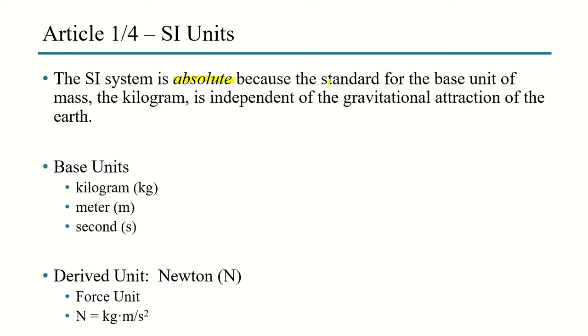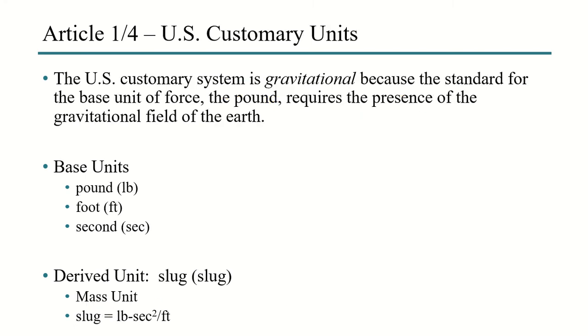The reason is that the standard for the base unit of mass, the kilogram, is independent of the gravitational attraction. So remember this, independent of the gravitational attraction of the Earth. We have here the base units, kilogram (kg), meter (m), second (s). And the derived unit is the Newton, capital letter N, the symbol. Force units: Newton is equal to kilogram meter per second squared. So 1 Newton is 1 kilogram meter per second squared.